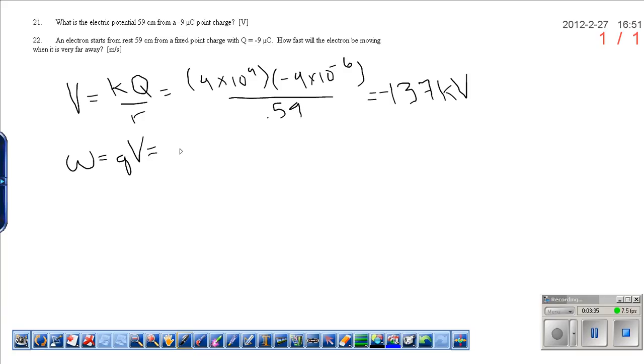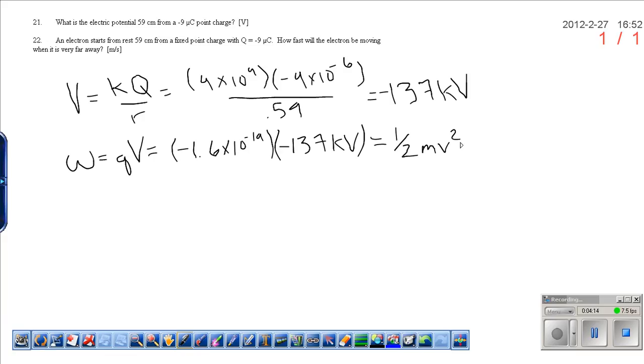So if we say q for an electron, which is minus 1.6 times 10 to the minus 19 coulombs, times our number up here that we got for V, it's about 137,000 volts, and some change, we'll get a certain number. Now this is going to be set equal to 1/2 mv squared.